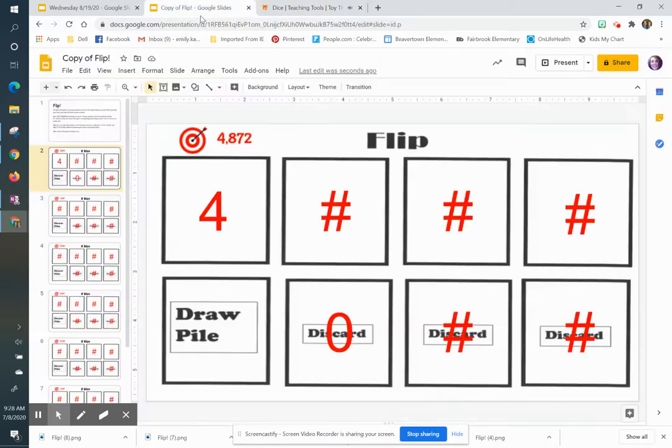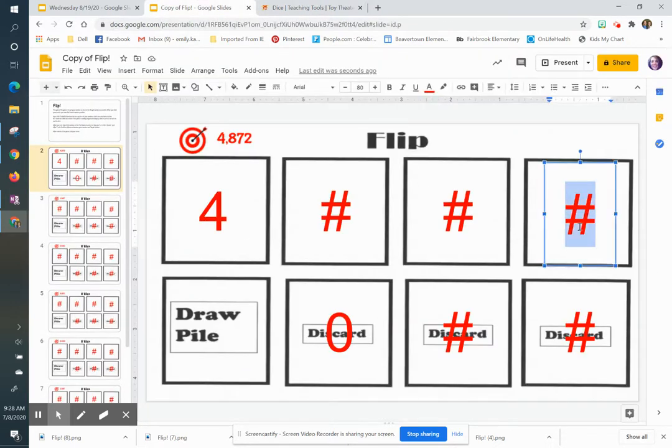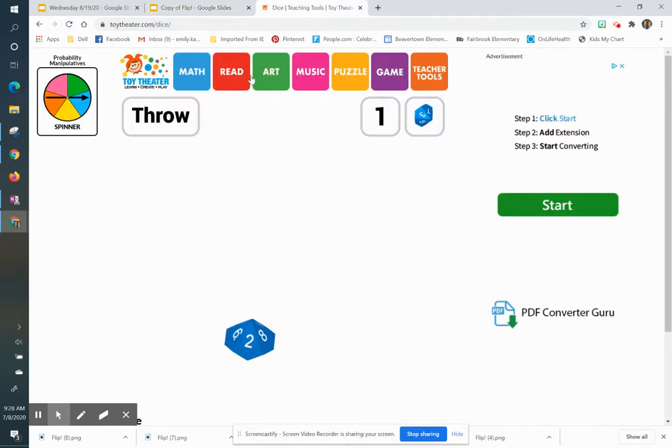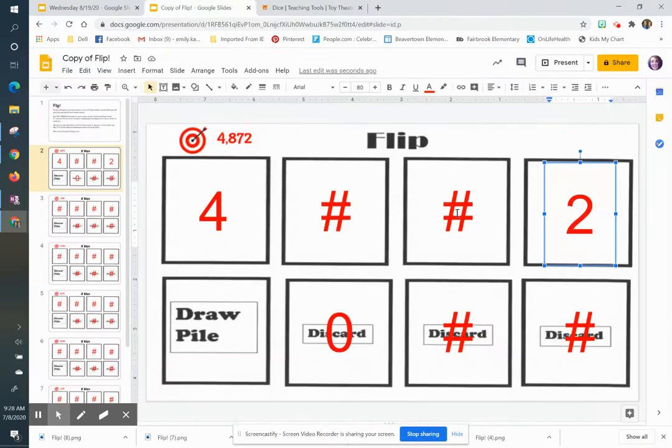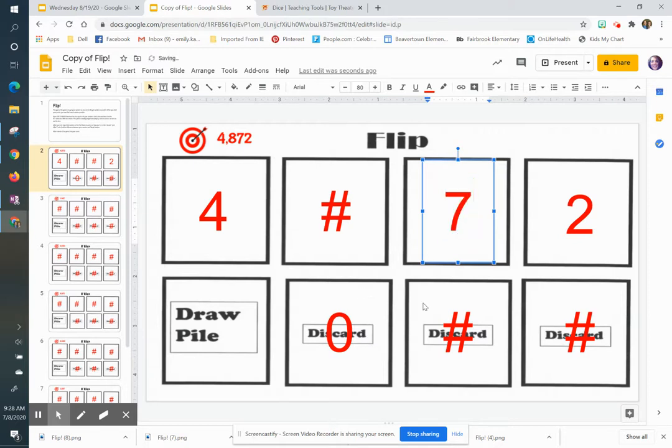All right, we got a 2, and we have a 2-digit in our target number, so I'm going to put the 2 in this ones place, just like our target number has. Our next roll is a 7. Oh man, we are getting lucky. So I'm going to put a 7 in the tens place where we have the 7 in the tens place.